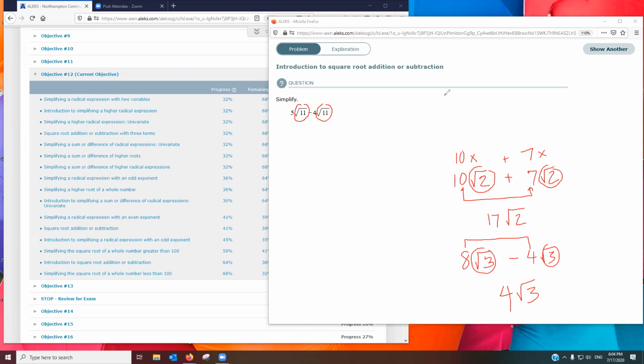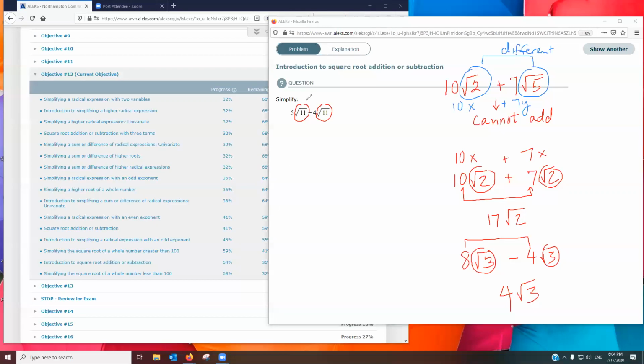Now, what if you have different square roots? What if I had 10 times the square root of 2 plus 7 times the square root of 5? Well, for this, you cannot add. I would just have to leave this alone. I can only add when the square root parts are exactly the same. Because this is square root of 2, this is square root of 5. These are different. That means I can't add these together. This would be like trying to add 10x plus 7y. Well, those are unlike terms, so I can't add them.